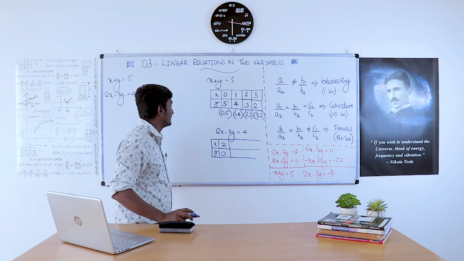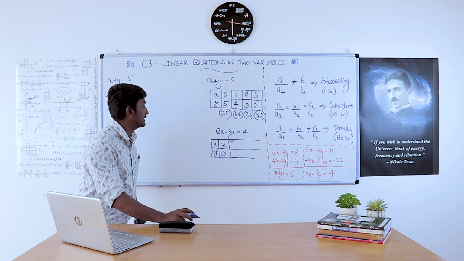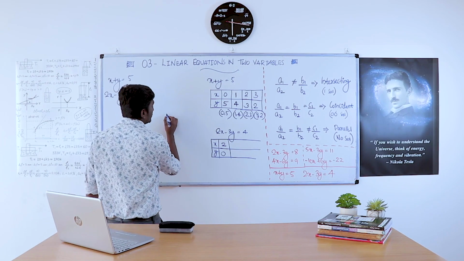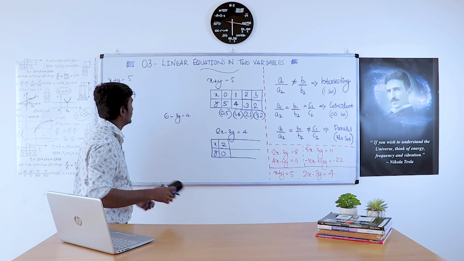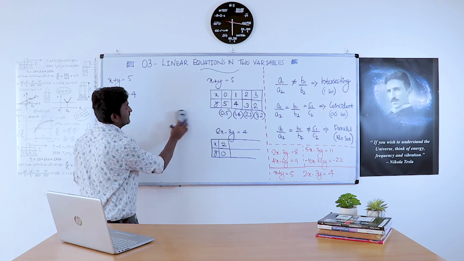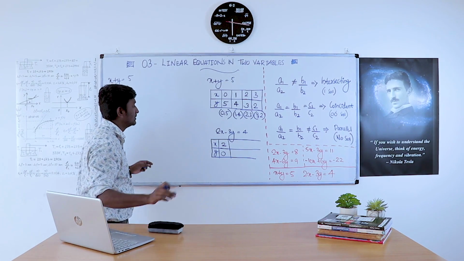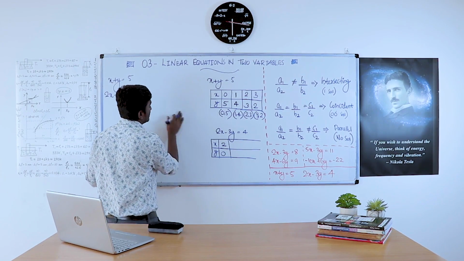Then next, what value we can give? What happens when x equal to 3? 2 into 3, 6 minus 3y is equal to 4. Minus 3y goes to the right side, 3y equals 6 minus 4, 2. So it also becomes a fraction. So what we can do? Just give the next value, 4.